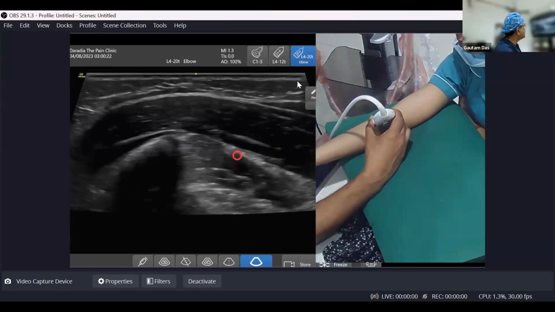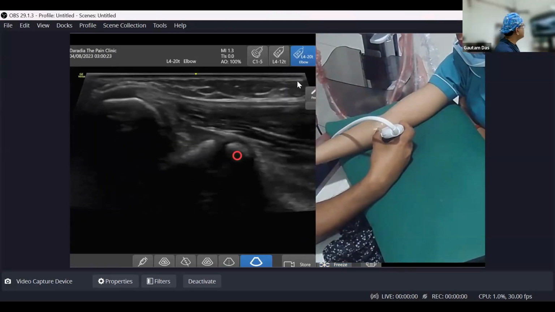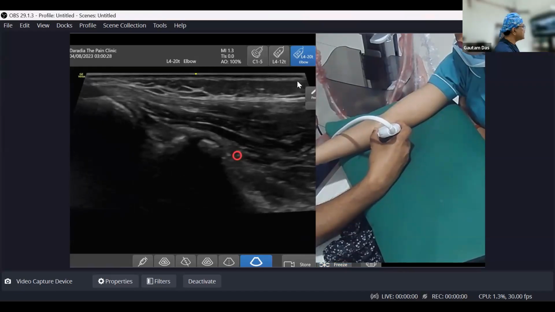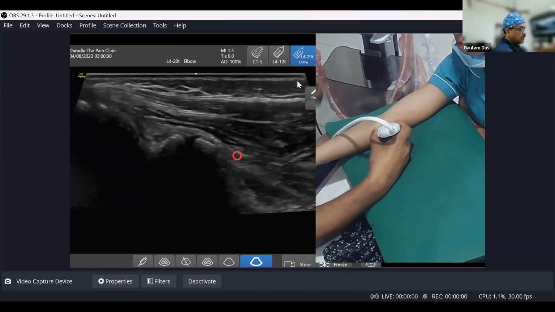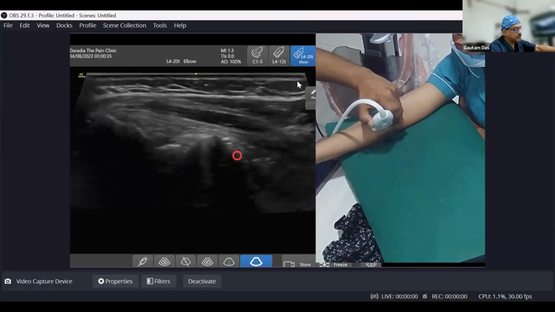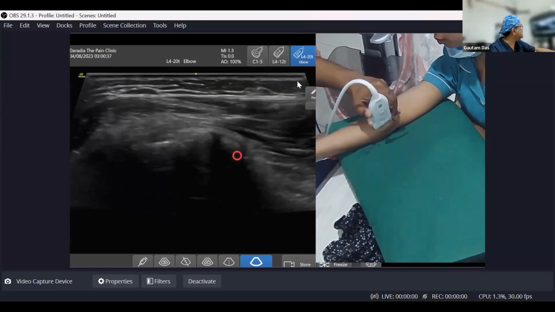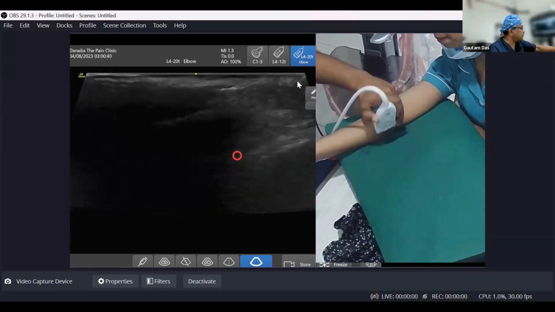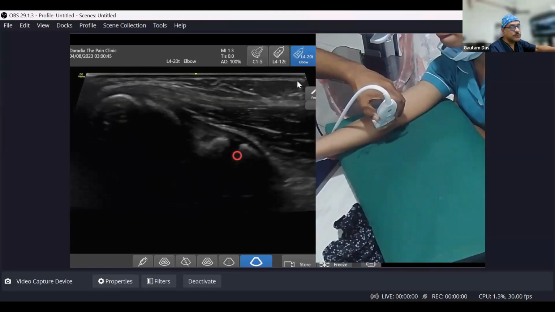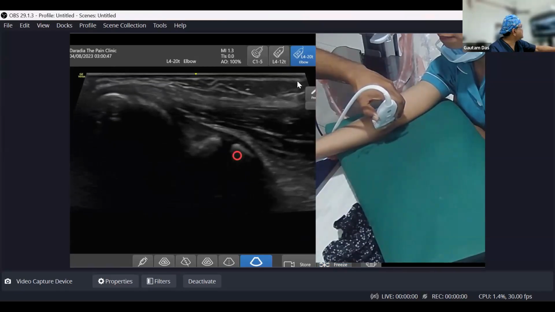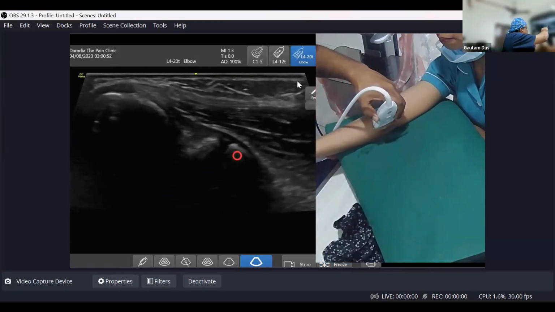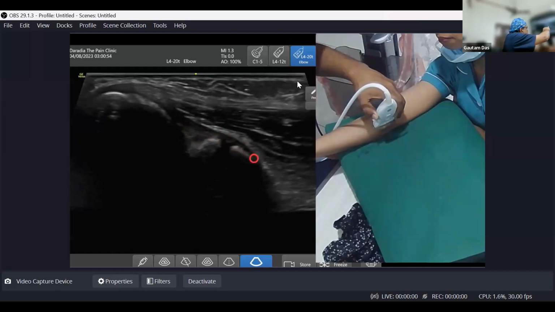So now again, if I am tilting the distal end, I am putting it almost like this. Let me show you here. See, I am holding the probe like this. So here I can see the anterior band of the ulnar collateral ligament very nicely. So this is your ulnar collateral ligament coming here.